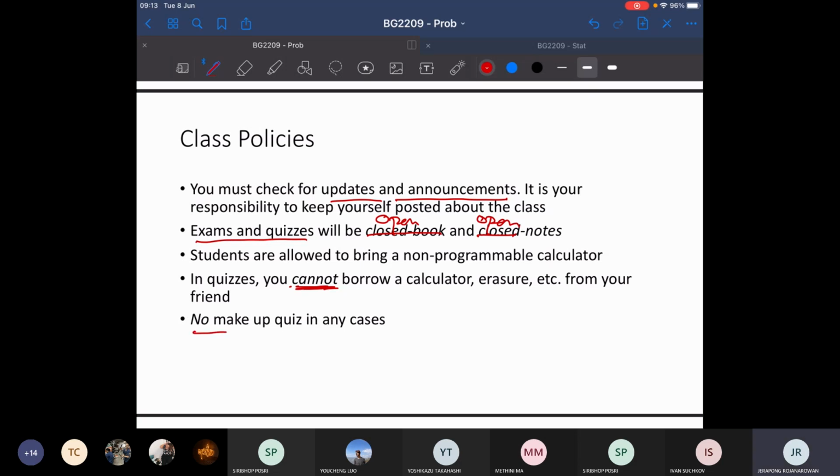And there will be no makeup quizzes in any case. Okay, if you don't come to the quiz, you're going to get 0. But for the exam, if you don't come to the exam, you can ask for a late exam. But if you have a late exam, I'm going to make another set of papers for you because you have more time to study than your friends.